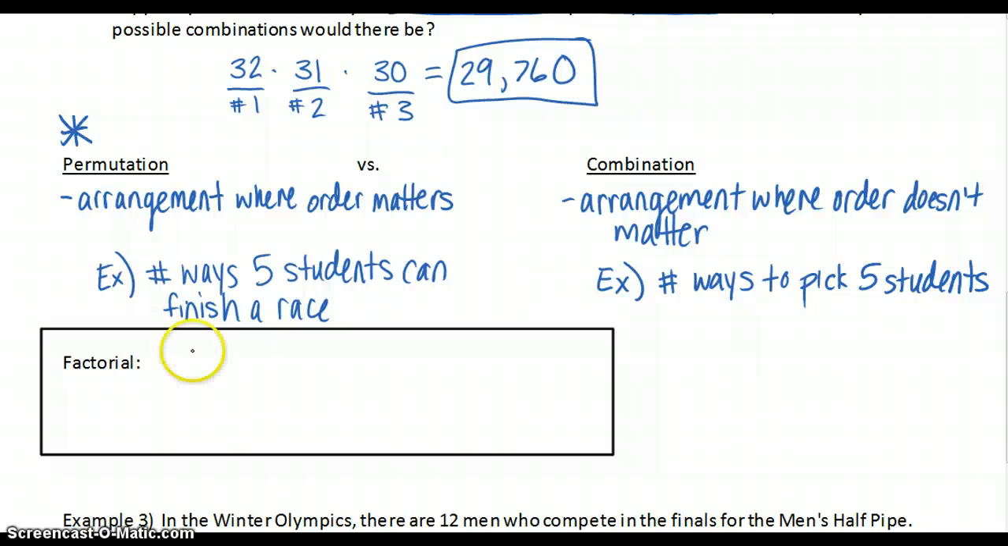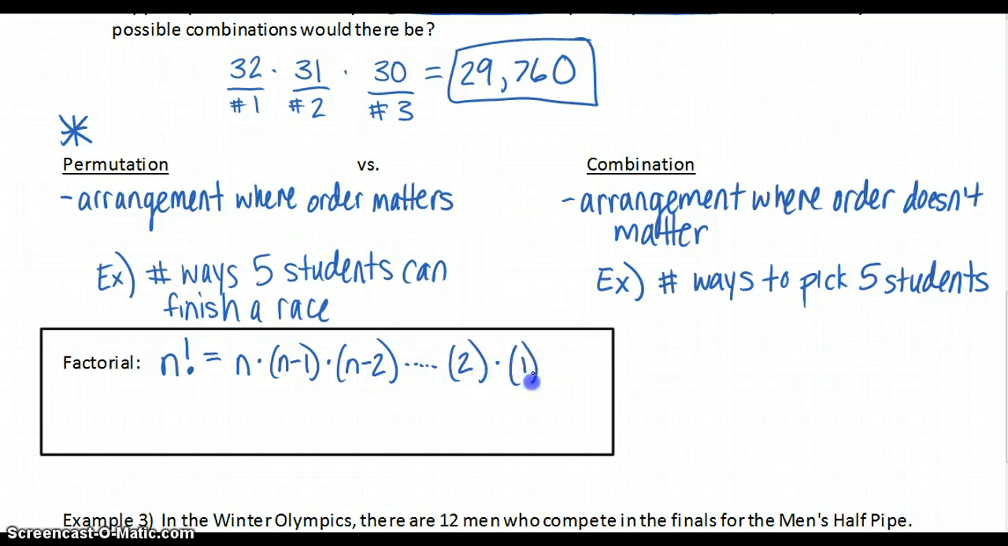And some of you may have heard of this. A factorial in math notation just looks like an exclamation point. The definition of it is if you have some number n and then factorial, that's how we say the exclamation point. So this is read as n factorial. That would be equal to n times n minus 1 times n minus 2, etc., all the way until you get down to 2 times 1.